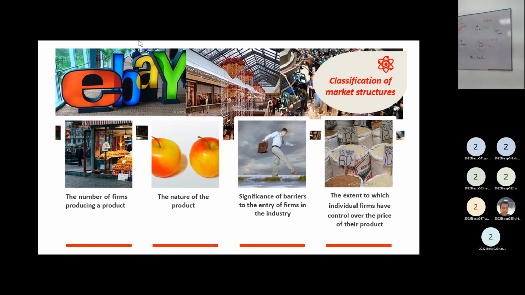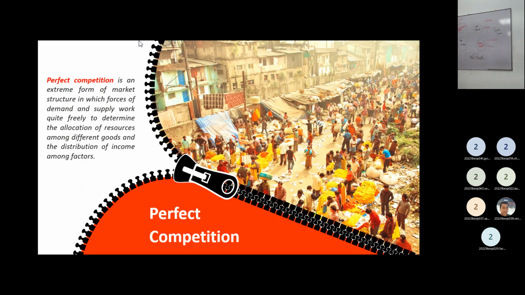The first one is the number of firms producing a particular product. The second one is the nature of the product. It could be homogeneous, which means 100% same, and the other one is differentiated products. The third one is the significance of the barriers to enter into the market. And the final one is whether they can decide the price of their product or not. Is it clear? Four things that you won't forget. Very simple. So let's start with the perfect competitive market structures.